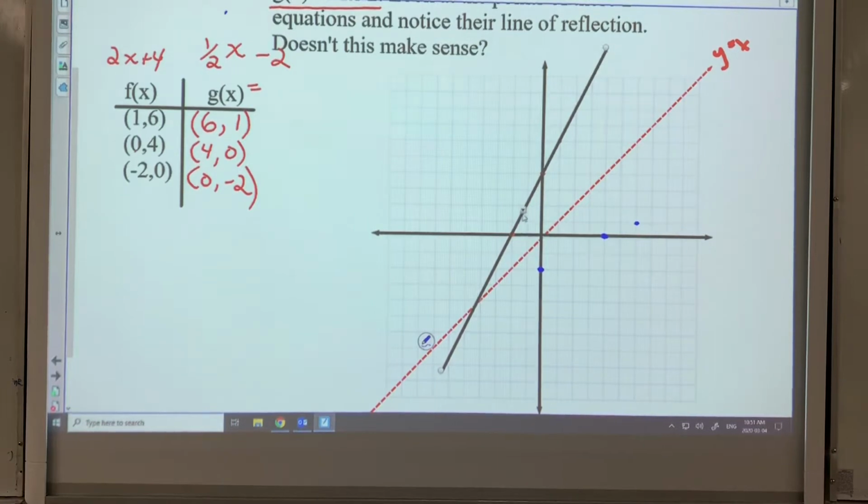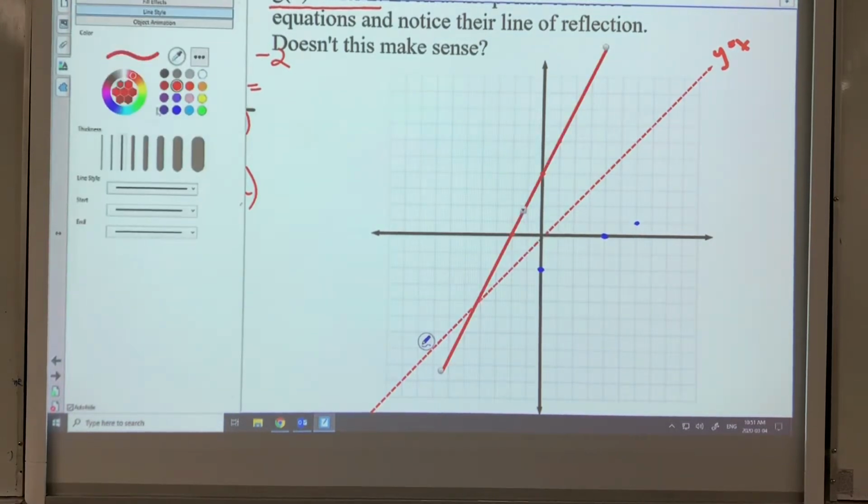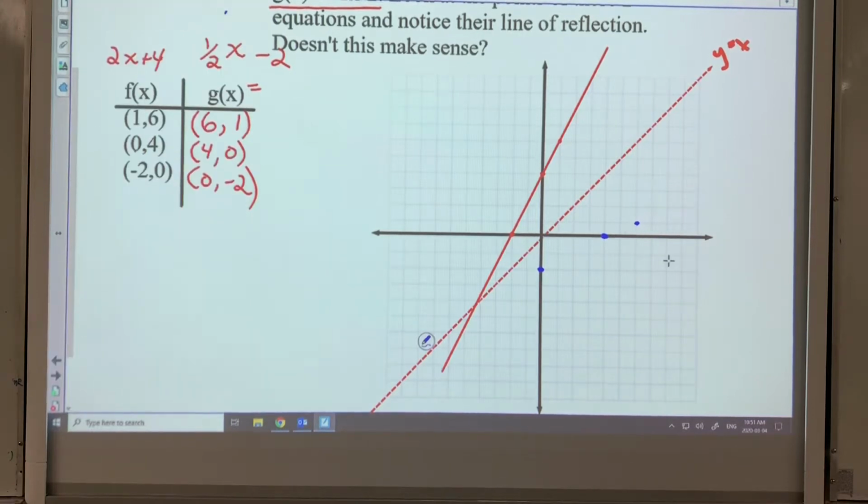I'm going to change the color to red. The line a little thinner maybe. Do another line here. So hopefully you have a ruler with you. Aha, of course.